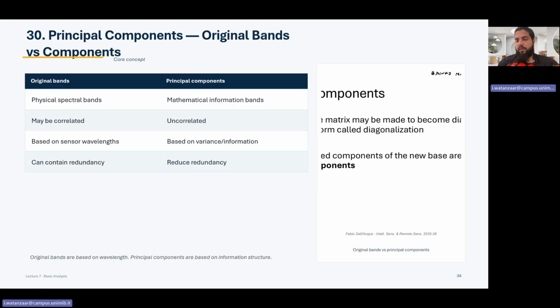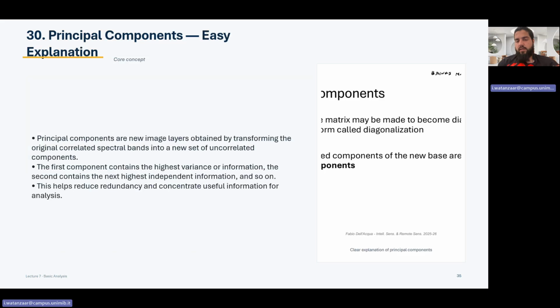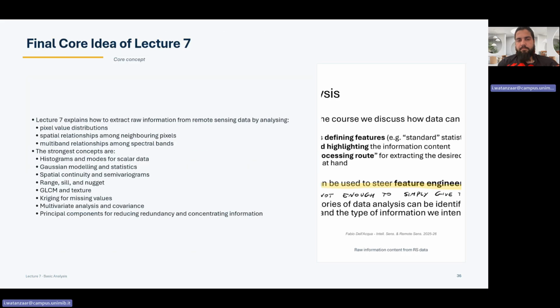This comparison is really important. The physical spectral bands are based on the sensor wavelength and the information, and they can have redundancy, but the principal components are mathematical and uncorrelated, so they cannot have redundancy. This was also a short summary, and this is the overall Lecture 7.